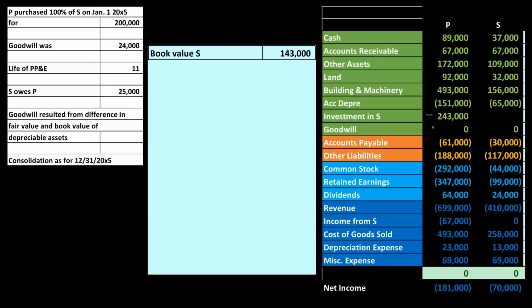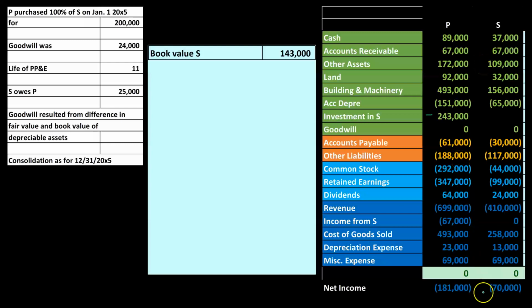So we want to know those items. Then, once we know the equity method, we also want to know, is the equity method going to be adjusted for anything such as depreciation for company S, having depreciation because the book value is different than the fair value? How did P account for that using the equity method?